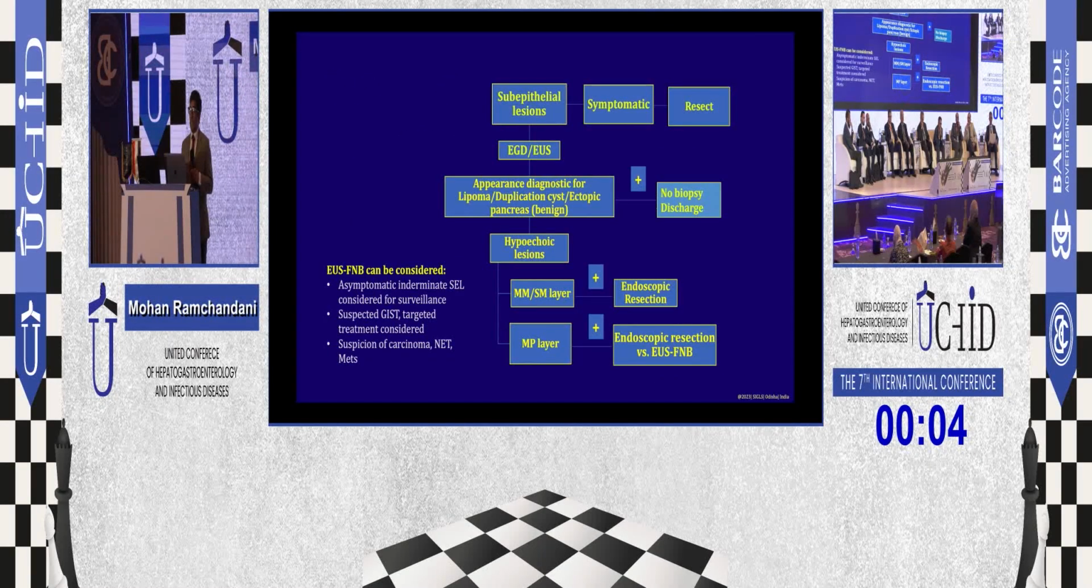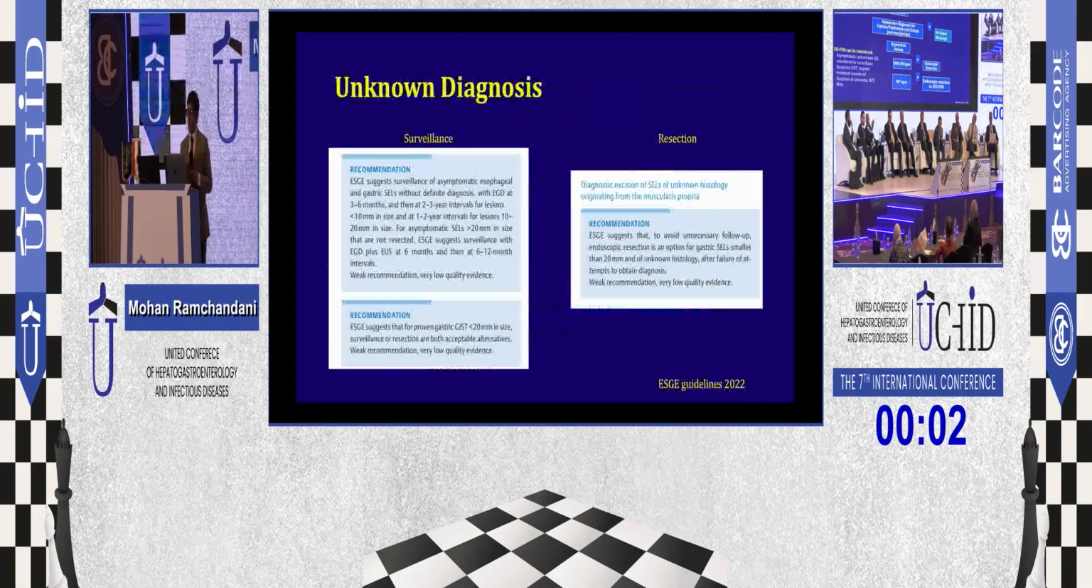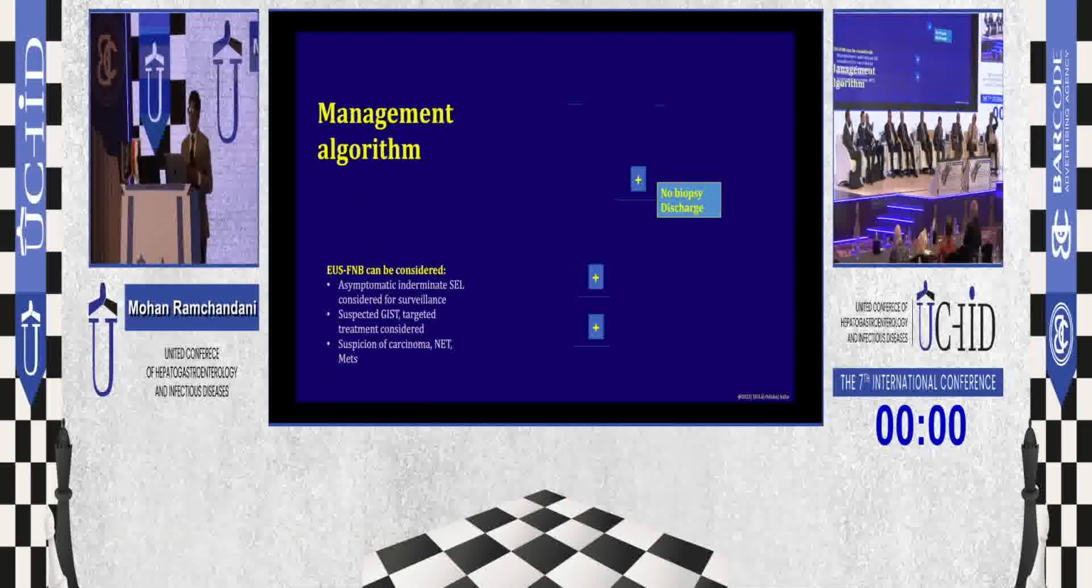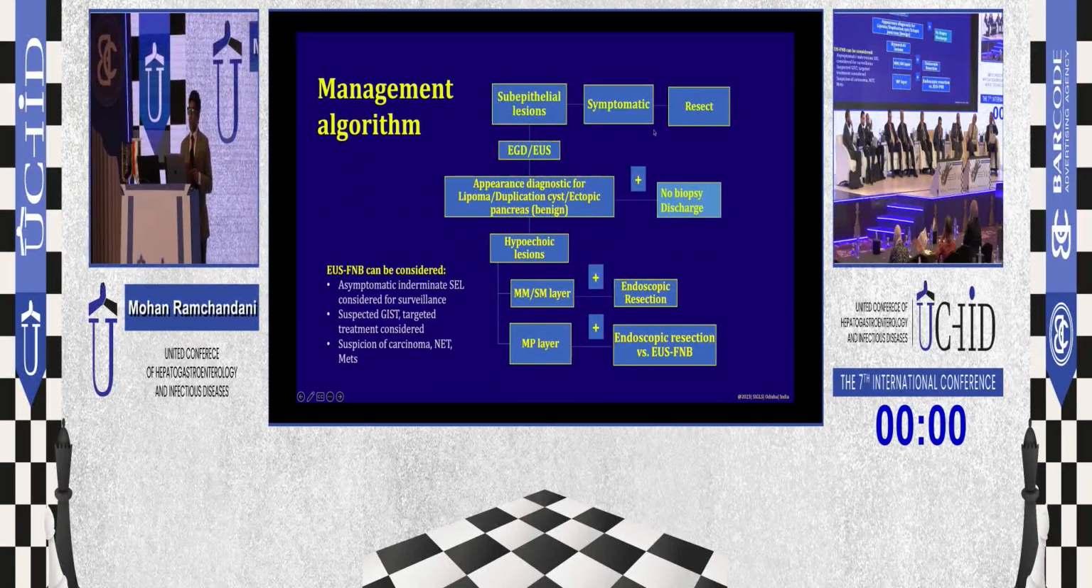So in the end, I will tell that whenever we have a subepithelial tumor, we must do symptom analysis. If the patient is symptomatic for any tumor, it has to be resected. If it is not symptomatic and you just found it when you are doing endoscopy, do a good endoscopy and EUS and see whether the lesion is completely anechoic or hyperechoic. If both the things are there, that means it is either a cyst or lipoma. No biopsy. Patient should be sent home.